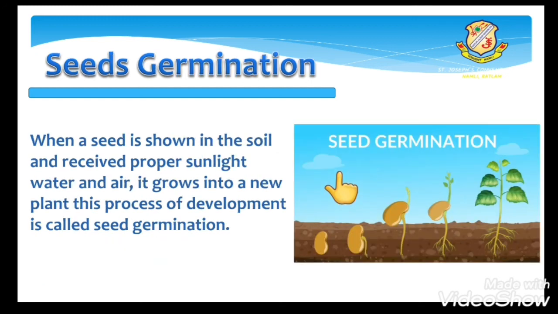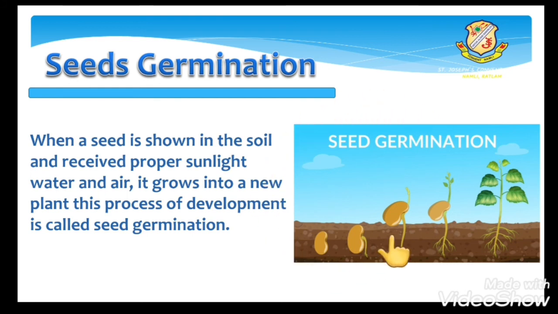Seed germination. The small seed that is inside a fruit can be germinated by a process that is called seed germination. So the definition is: when a seed is sown into soil and receives proper sunlight, water and air, it grows into a new plant, and this process of development is called seed germination.